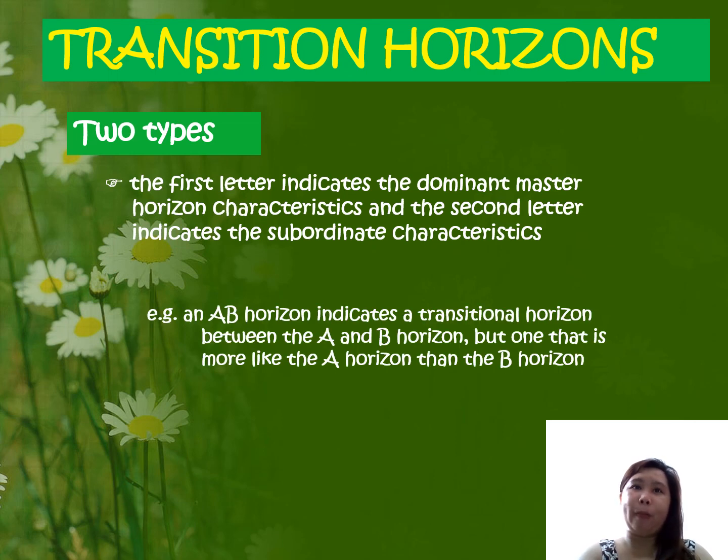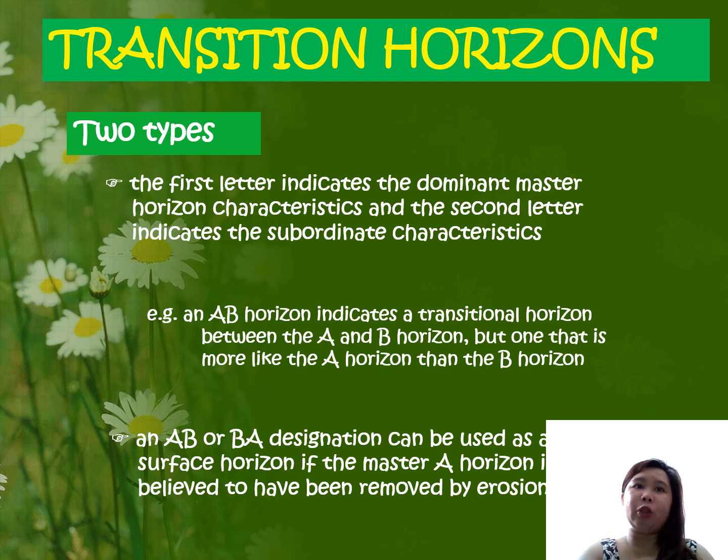For example, an AB horizon indicates a transitional horizon between the A and the B horizon, but one that is more like the A horizon than the B horizon. So, an AB or BA designation can be used as a surface horizon if the master A horizon is believed to have been removed by erosion.